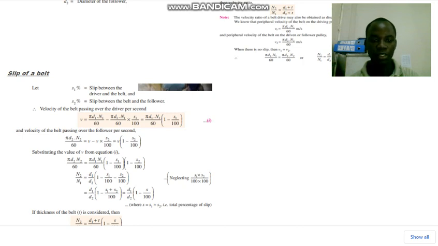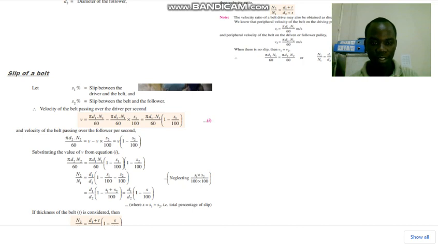follower. So the velocity of the belt passing over the driver per second is given by the velocity is equal to pi times the diameter d1 times n1 over 60 minus pi d1 n1 over 60 times s1 over 100, which simplifies into pi d1 n1 over 60 into 1 minus s1 over 100.